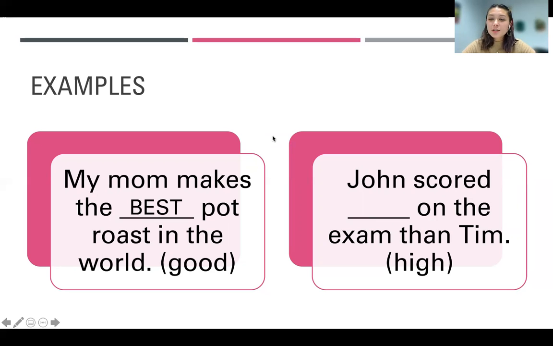The next one, John scored blank on the exam than Tim. High. Think about how many people we're comparing between. We have John and we have Tim. So just two people, that's the comparative adjective. We would add the ER to the end. So John scored higher on the exam than Tim.